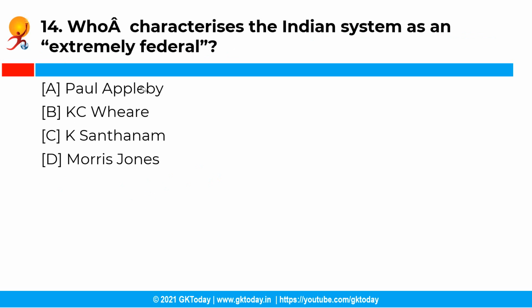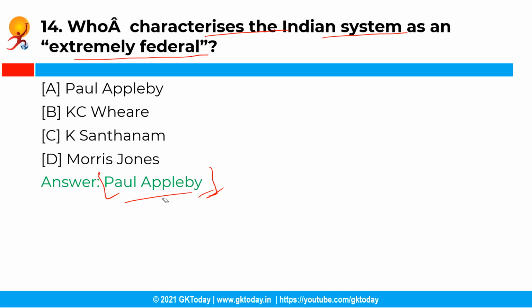The next question is, who characterizes the Indian system as extremely federal? Now you have the following options and the correct answer is option A, that is Paul Appleby. It was Paul Appleby who has characterized the Indian system as extremely federal. He was an important theorist from public administration in democracies from the United States of America. And further, Morris Jones has termed the Indian system as a bargaining federalism.